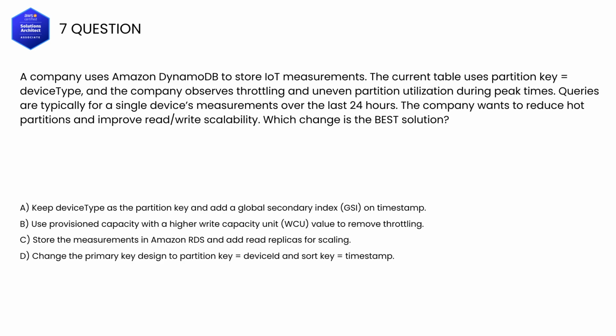Seventh question. A company uses Amazon DynamoDB to store IoT measurements. The current table uses partition key device type, and the company observes throttling and uneven partition utilization during peak times. Queries are typically for single device measurements over the last 24 hours. The company wants to reduce hot partitions and improve read-write scalability. Which change is the best solution?